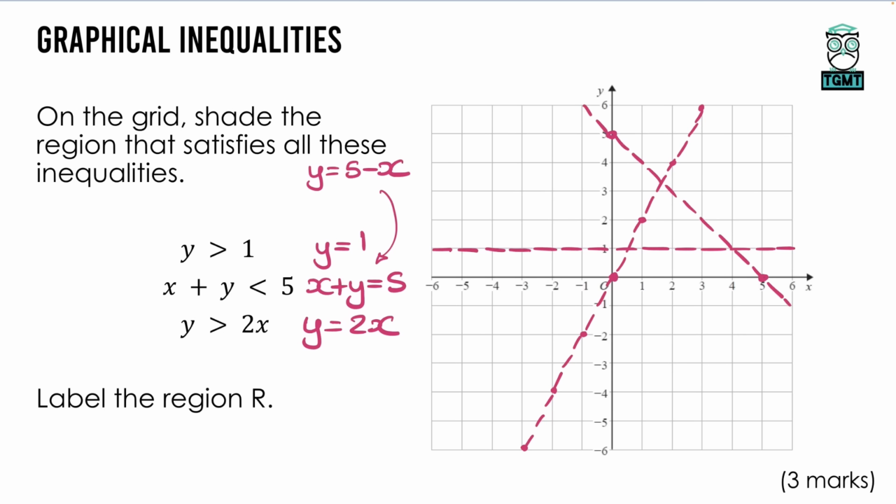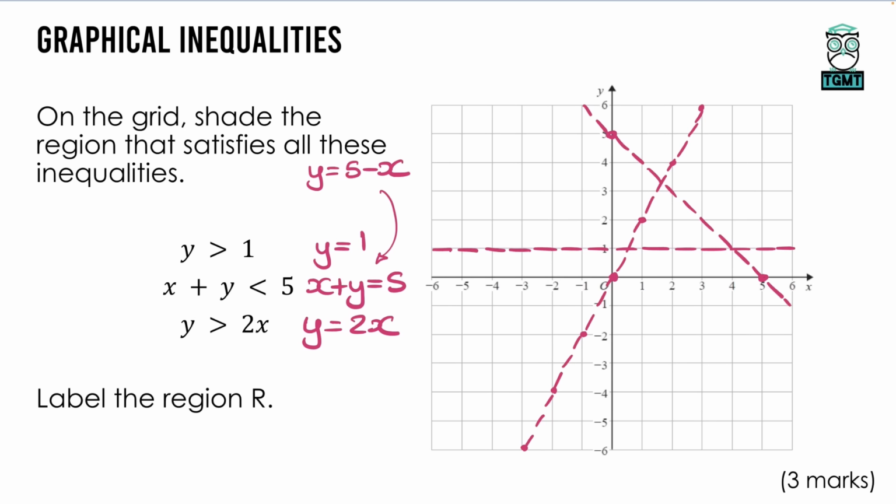We now have lots of regions within the graph. So regions are sort of areas. So for example, this little section here is a region. We need to find the region that satisfies the inequalities. So to do this, I need to pick a coordinate and test it in my inequalities.